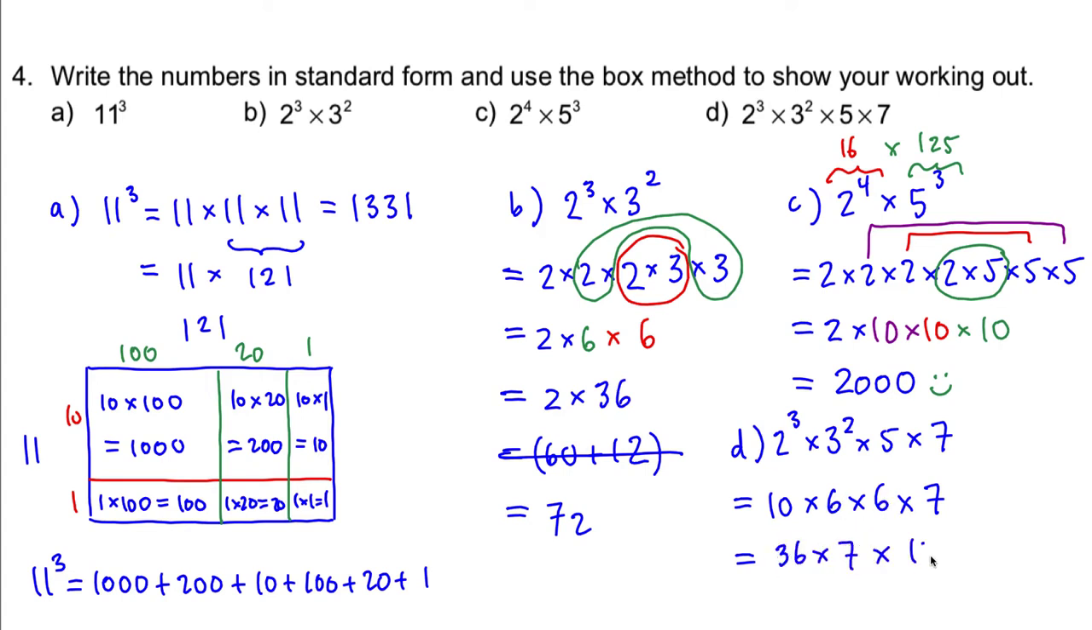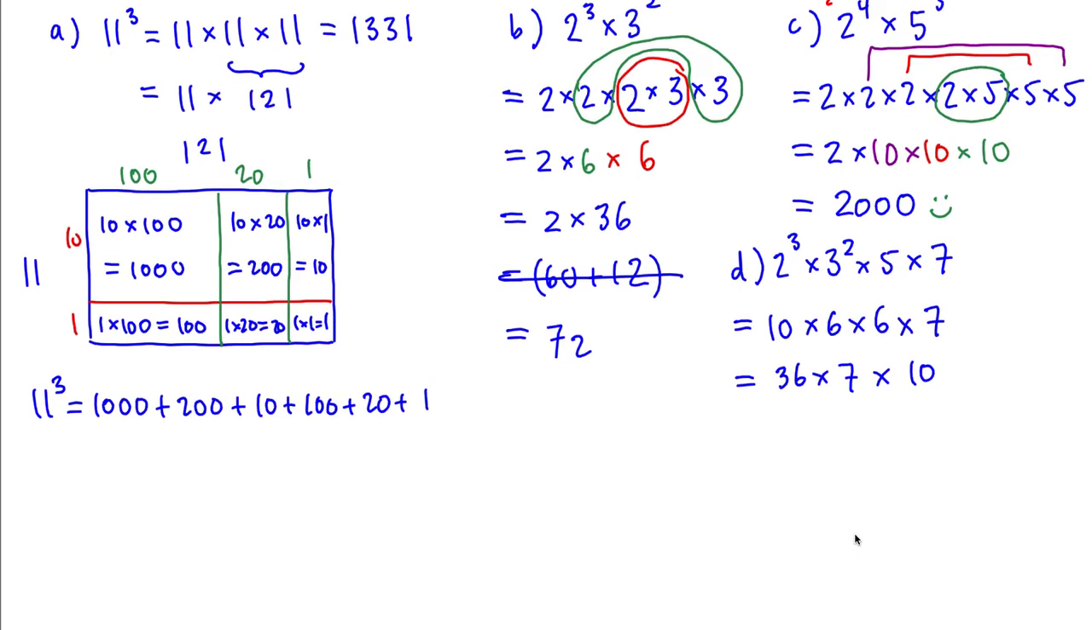And then we're going to multiply by 7 and then by 10. So we need to work this out. And in this case, I'm probably going to use a box method again. So I'm going to take 36 times 7, and I'm going to write it as 7 times 36. The only reason is I like my first number to be the height of the box, and my second number to be the base of the box.